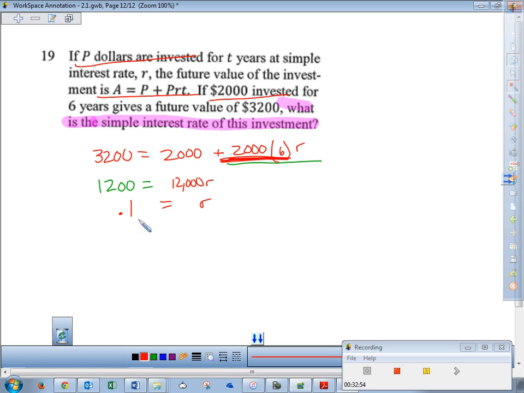To answer the question, what is the simple interest rate of this investment? That is a decimal. They want the rate as a percent. What is 0.1 as a percent? 10%.